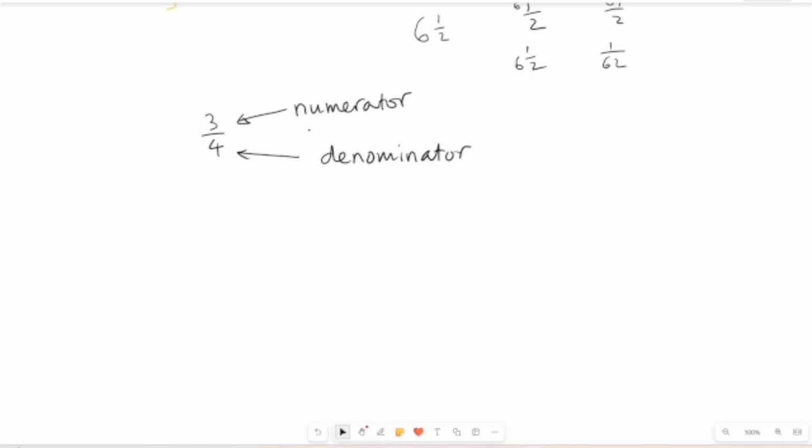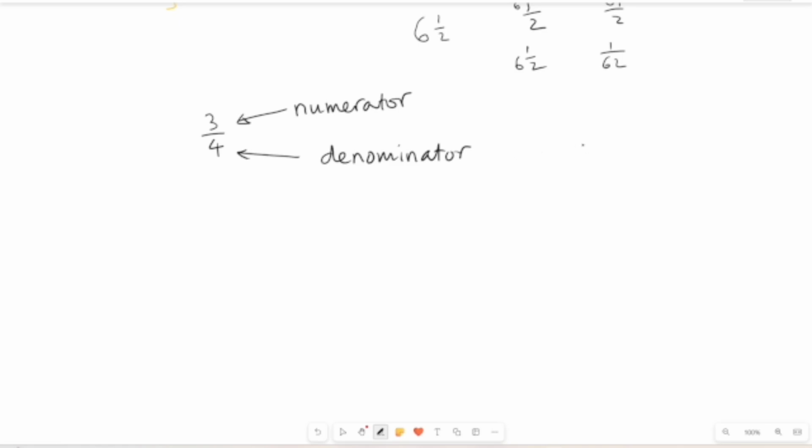And it's useful if you can remember those. It's not absolutely essential, but I will certainly be referring to them. Now, the denominator tells us how many pieces one whole thing has been cut into.